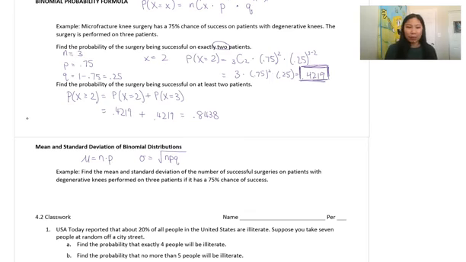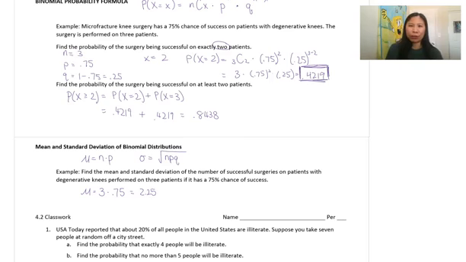So here, if we do an example together, find the mean and standard deviation of the number of successful surgeries on patients with degenerative knees performed on 3 patients if it has a 75% chance of success. So the mean, we would just multiply n, which is 3, times the probability of success, which is 0.75. So when I calculate that, I end up with 2.25. So this means, on average, if this doctor was to perform 3 surgeries, he would get 2.25 successes on average, which is not bad for a 75% chance of success.